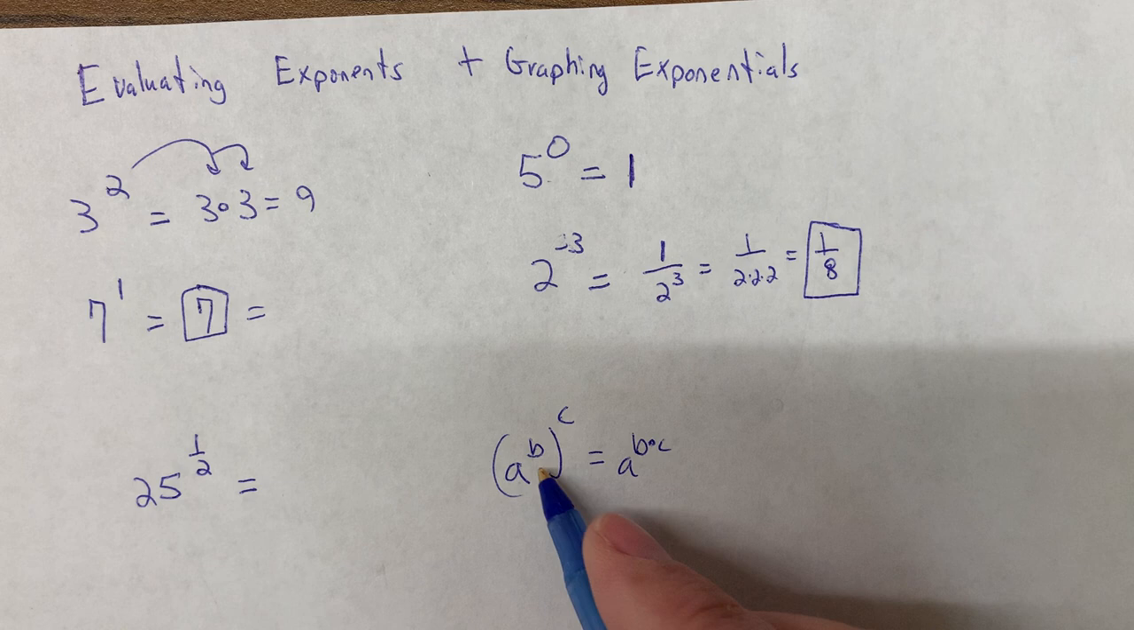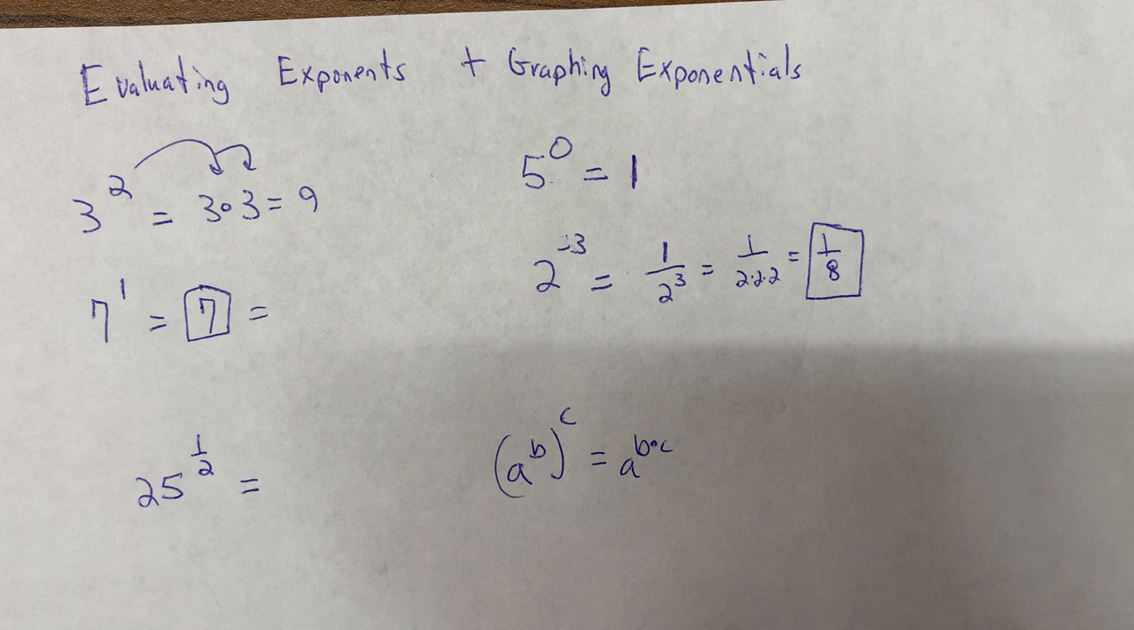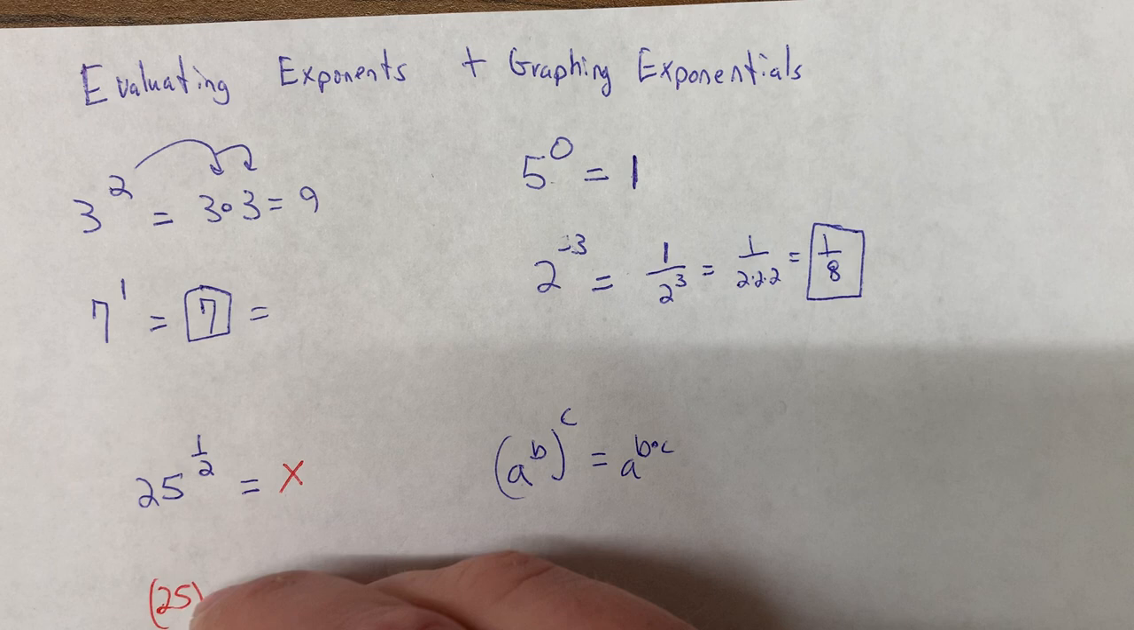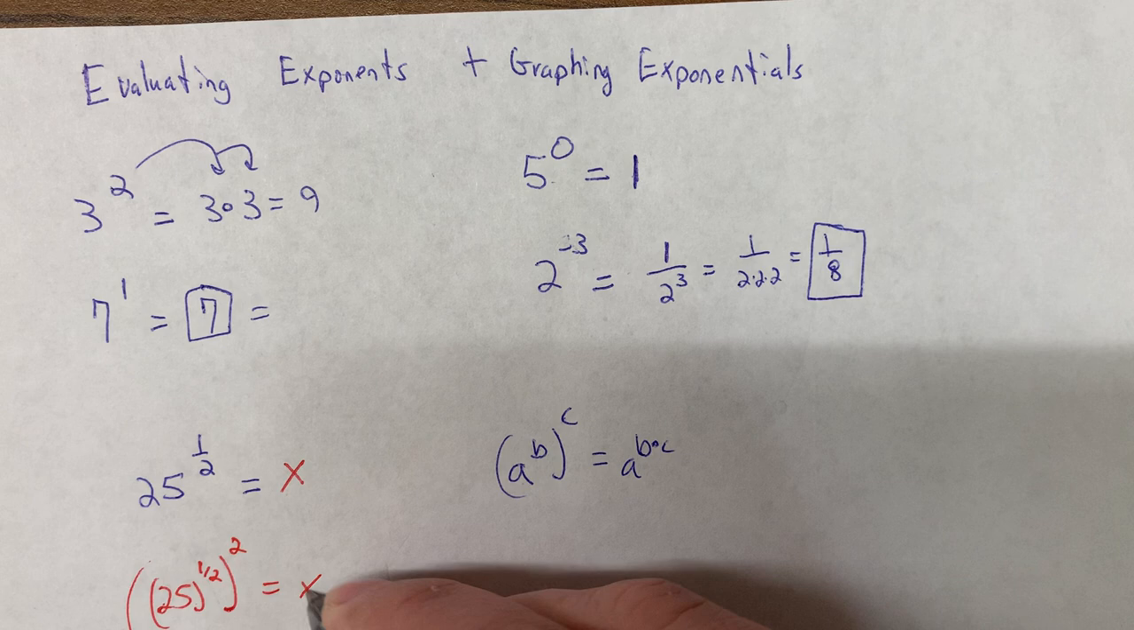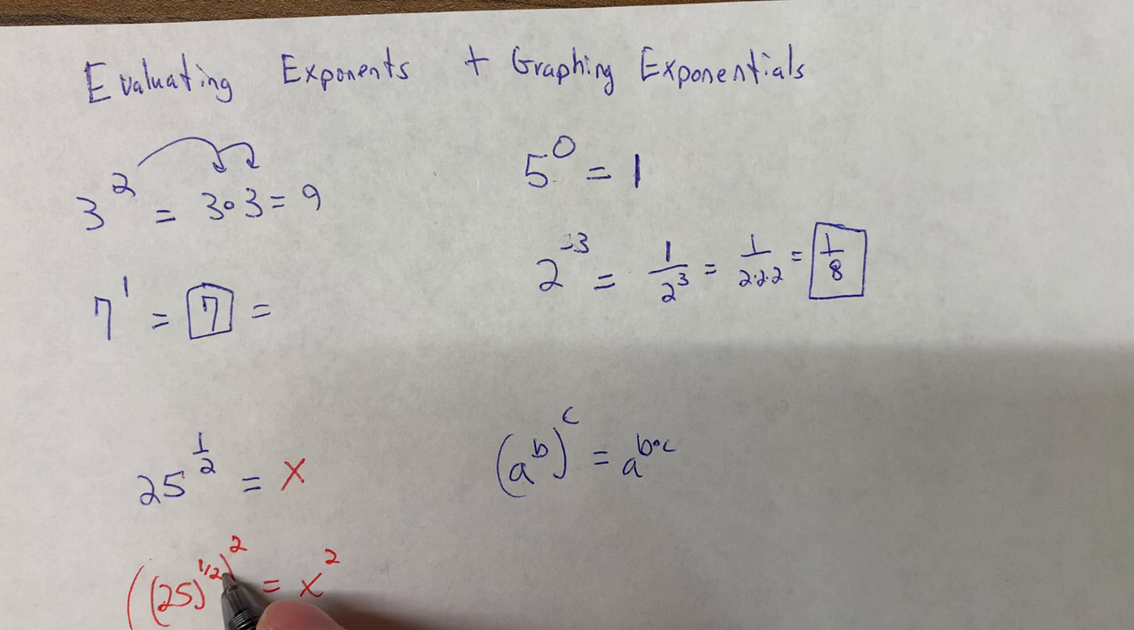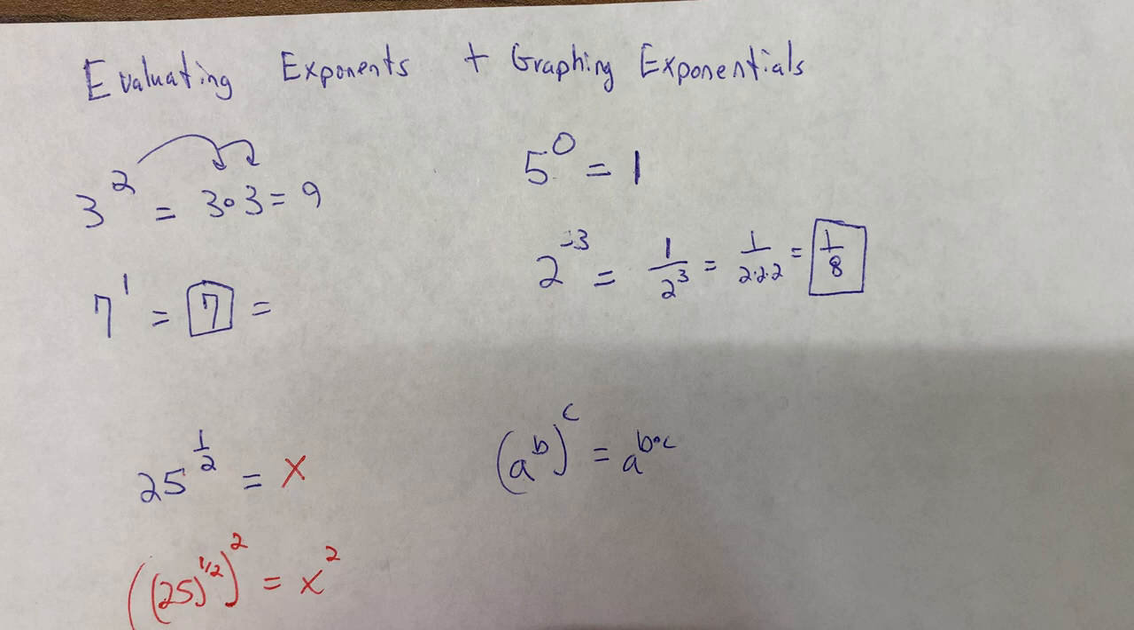And so if we took this and we wanted to make this equal to 25, I'm going to call this x for right now. If I took 25 to the 1/2 power and I squared it, this would be the same as x squared. I just squared both sides of this equation. And when you square it, these two exponents will multiply together. And so I'll just get 25 to the 1 power, which is 25.